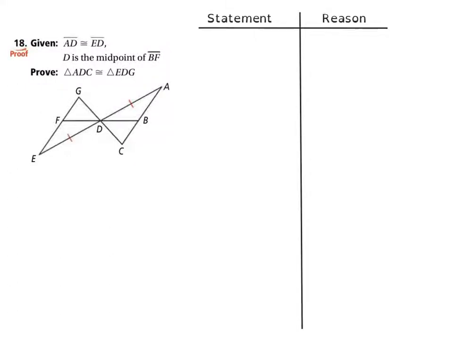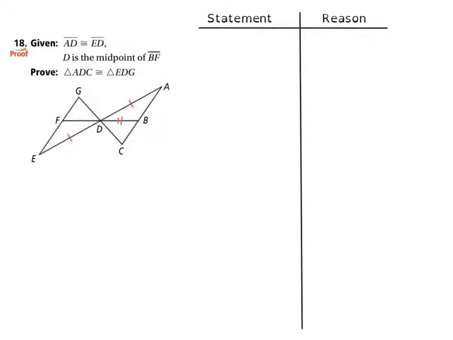Okay, let's work through this together. Side AD is congruent to side ED, that's given to us, and D is the midpoint of BF. So we're going to end up knowing eventually that that is congruent to that. But we're going to have to establish that first. So before we know that, actually, let's go back and just say we don't really know that yet. We need to establish that.